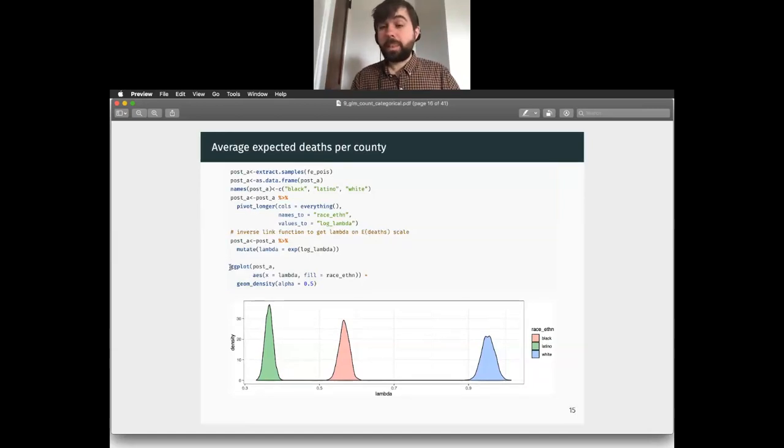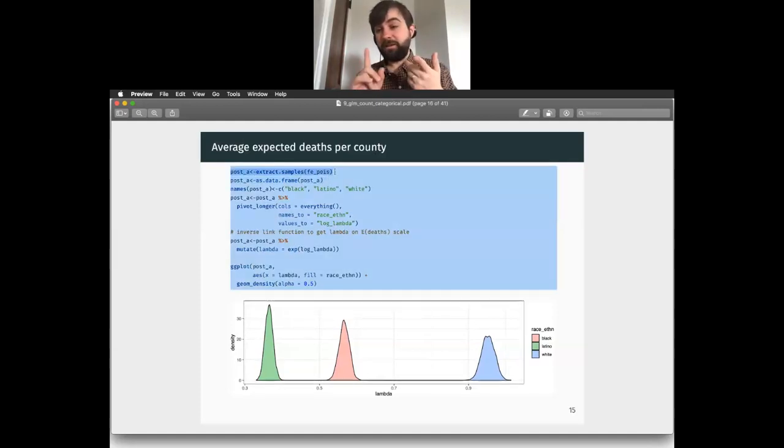I have a question. Why did you use pivot longer? Okay, so because what I wanted to do is stack them on top of each other with the name of the racial and ethnic group on it. So if you work through this on your machine, what you'll see is ordinarily what extract samples does in this case is I have 3 parameters: alpha for African Americans, alpha for Latinos, alpha for whites, right?